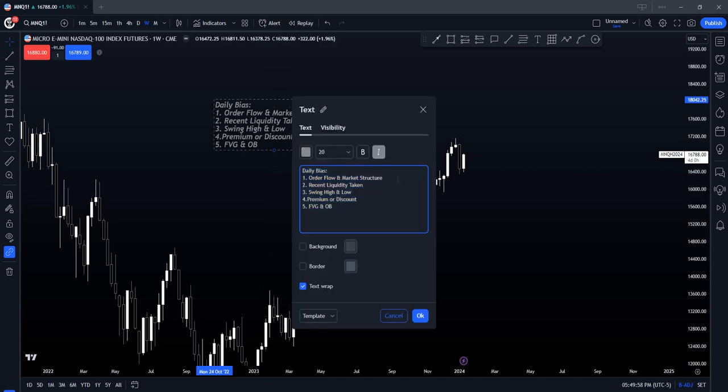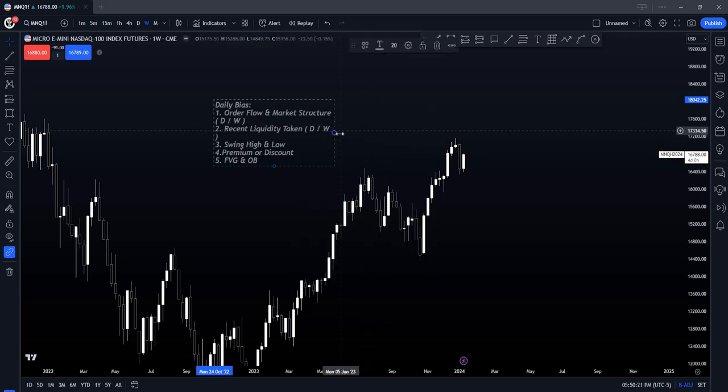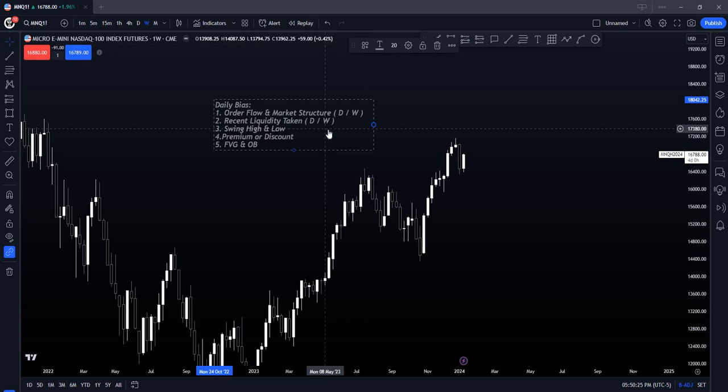And I'll even do this as well. For the first step, you're going to want to stay on the daily time frame or the weekly time frame. Actually, technically both. Recent liquidity taken, you're going to do the same thing: daily time frame. So daily and weekly.